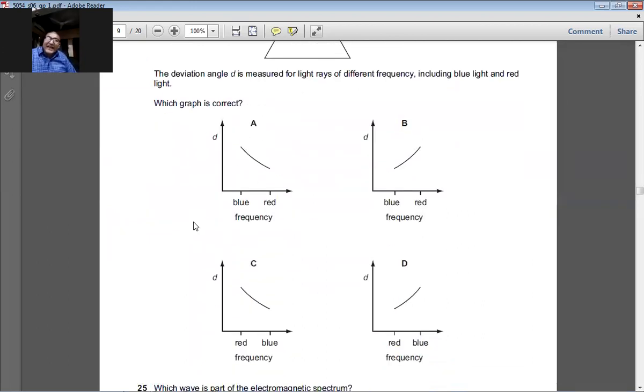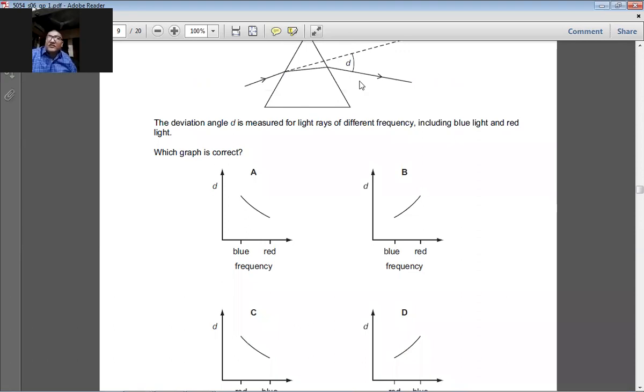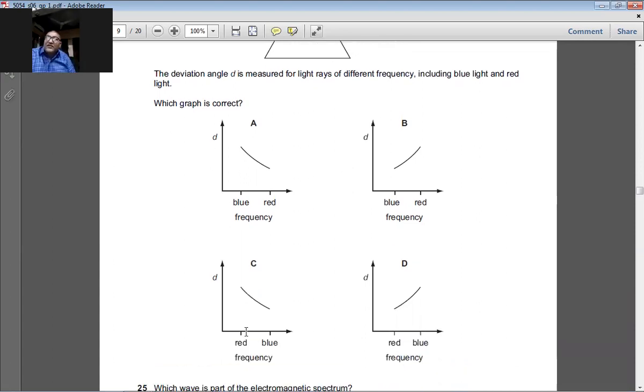So you can see that on the x-axis, the frequency is shown, and on the y-axis, the angle of deviation is shown, this angle. So the blue color will have higher frequency, and its angle of deviation should also be larger than the red color. So blue has higher frequency on the frequency axis. It should be here, and the blue's angle of deviation should also be larger. So I think D is the right choice.